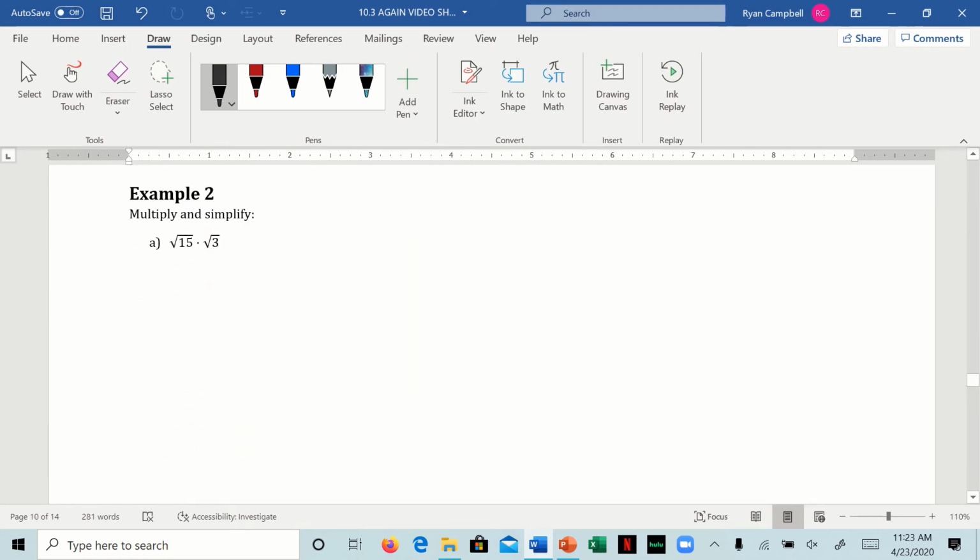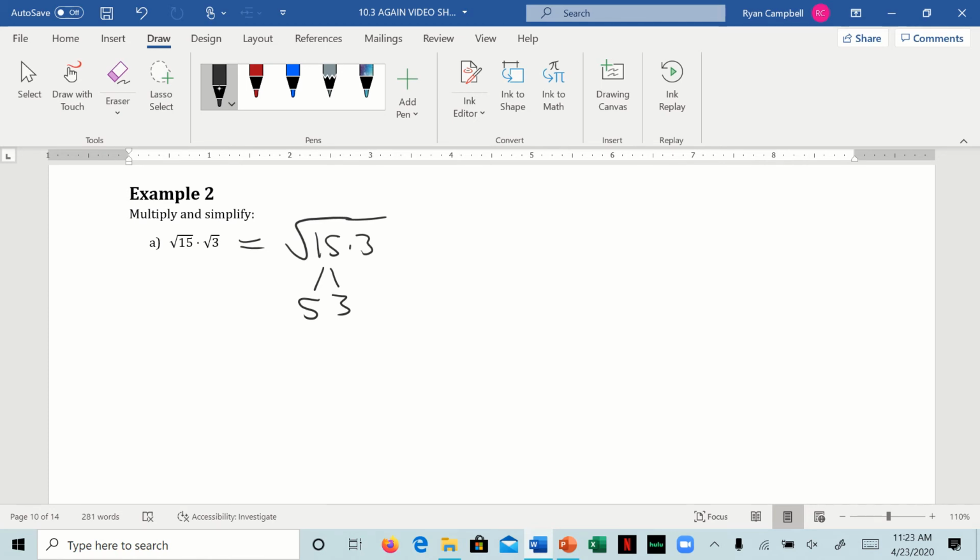So let's simplify this one. So multiply and simplify. So you get the square root of 15 times the square root of 3. So that's the square root of 15 times 3. You can multiply this out, but you're going to have to simplify anyway, so you might as well keep it as a product. You can't break up 3 anymore. You can break up 15. That's 5 and 3.